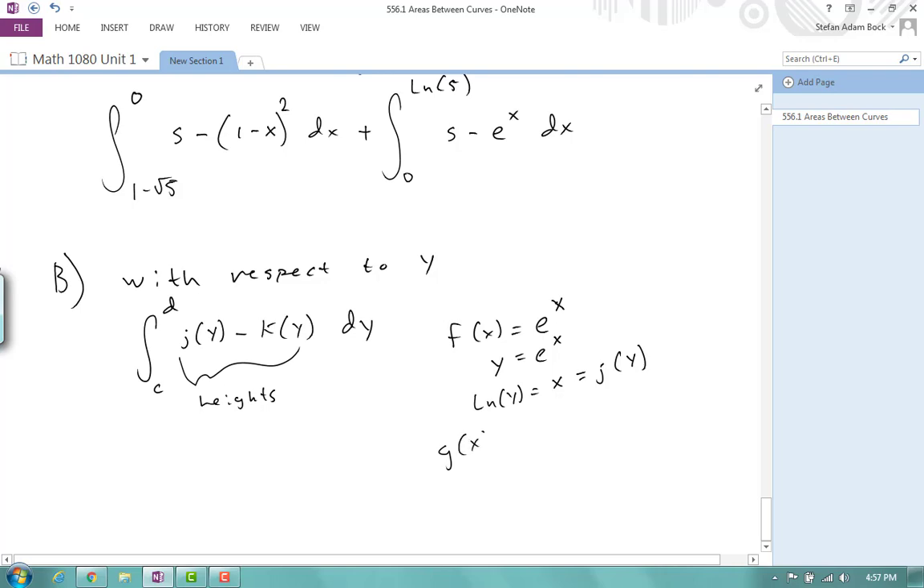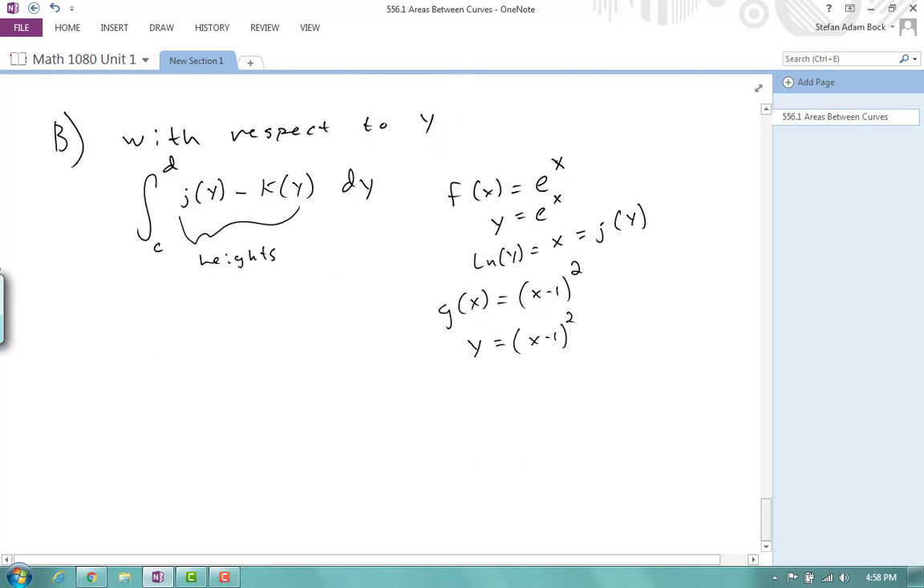My g of x was equal to x minus 1 quantity squared, which means y is equal to x minus 1 quantity squared. But in order to solve for x, I'm going to have to take a square root. But when I take a square root, I have a plus or minus. So similar to when I tried to find the function of a circle, if I tried to solve the equation of a circle for y, I'm going to end up with two choices. I can express the top half of the circle with a square root, or I can express the bottom half of the circle with a square root.